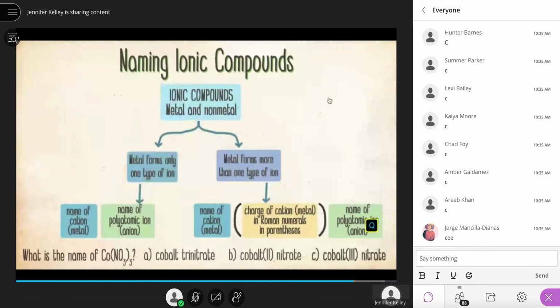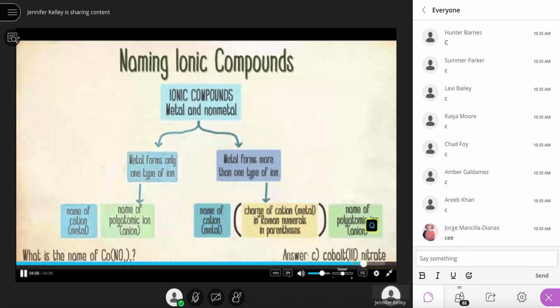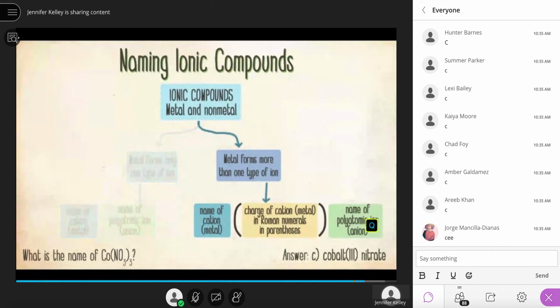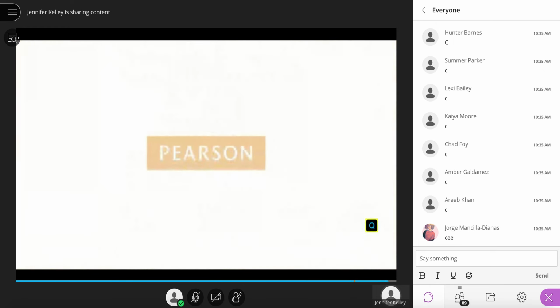The correct answer is C, cobalt(III) nitrate. Cobalt is a transition metal, and it's not one of those exceptions, so it forms more than one type of ion. Therefore, its charge must be included in the name. Since the compound contains 3 nitrate groups, and since each nitrate group has a 1- charge, the charge of the cobalt must be 3+.